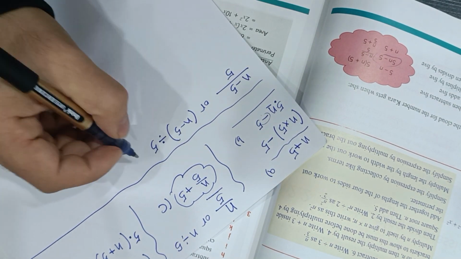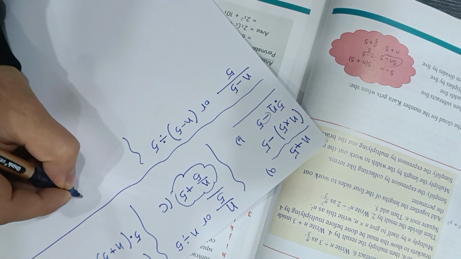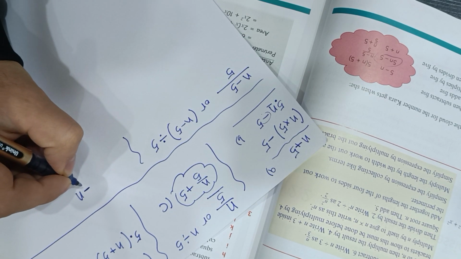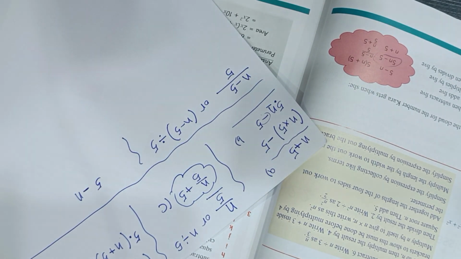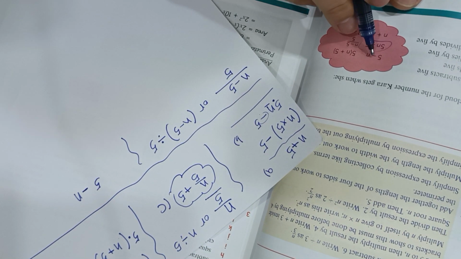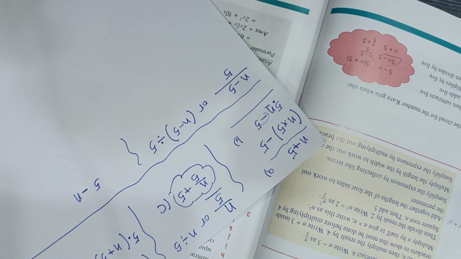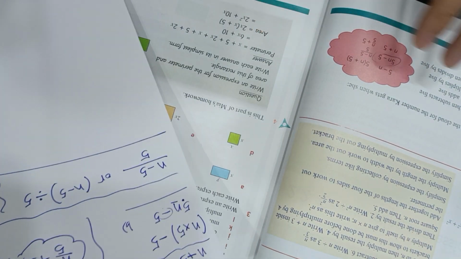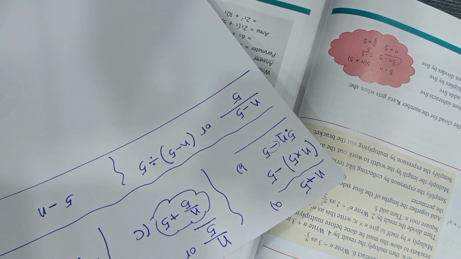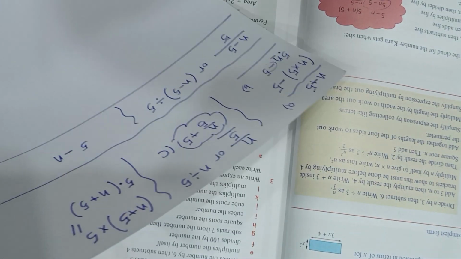Finally, subtract the number from 5. So 5 minus n, which is given here. 5 minus n. You can see, understanding is the most important part in this type of question. Let's move to the second question.